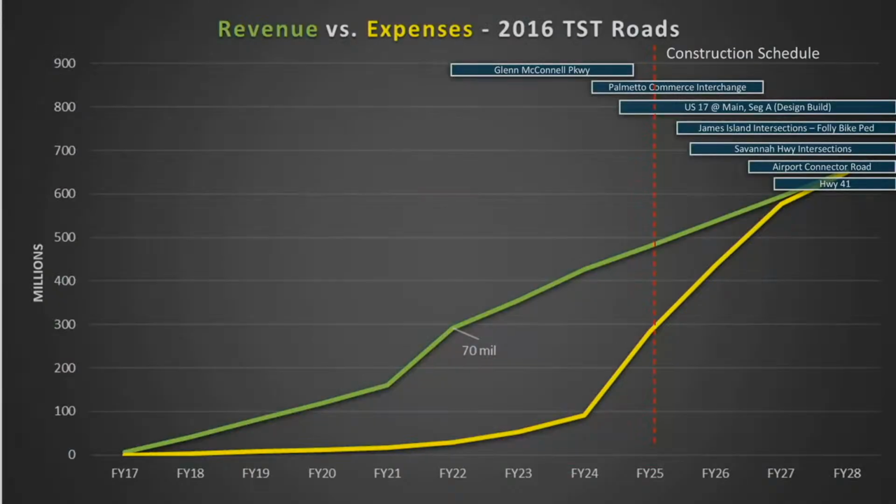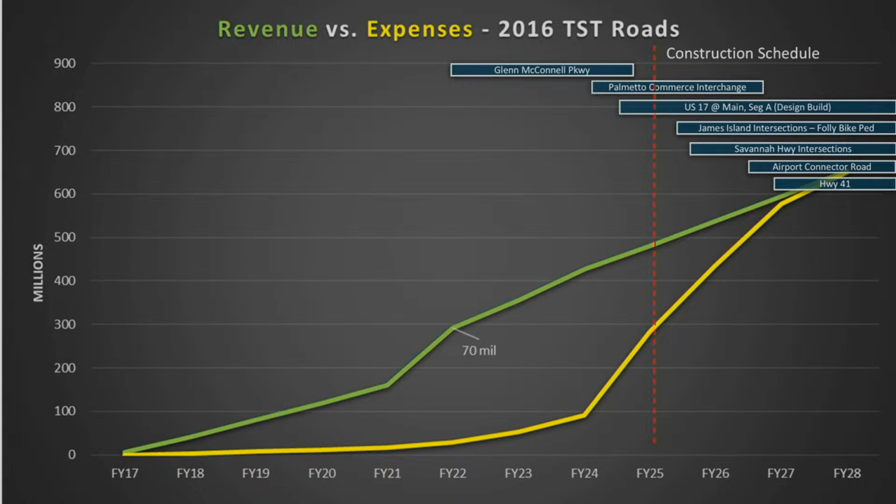Here's our cash flow to date, and this is just the 2016 sales tax. You can see, again, the green line is our revenue, and the yellow is our expenditures to date. I've put a red dashed line, which is kind of hard to see there in the FY25 timeframe. I've also overlaid projects. Now, this is just the construction. These projects have been going on in the design and permitting phase since 2016. But you can see what's coming up in construction.